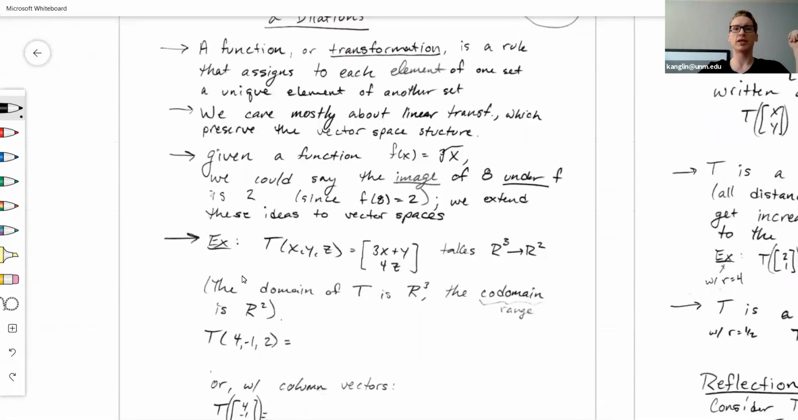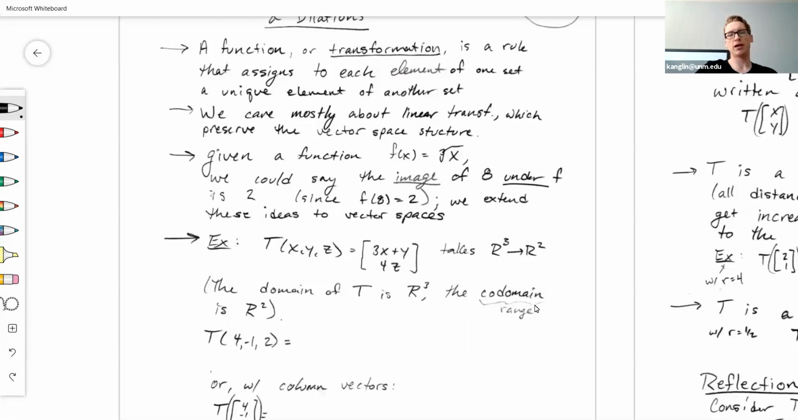So let's establish some things. We say the domain of T in this case, that's where all the input values live, is R3. The x, y, z vectors that are being input to T are in R3. That's called the domain. The codomain, or you might think of this as the range, the values that come out, are in R2. So we call the codomain R2.